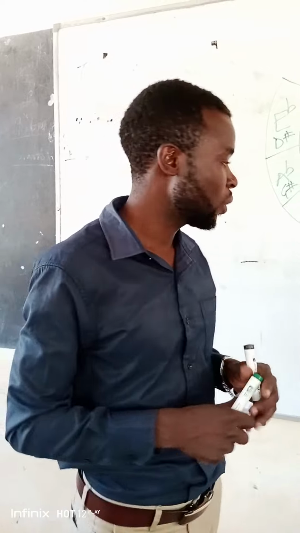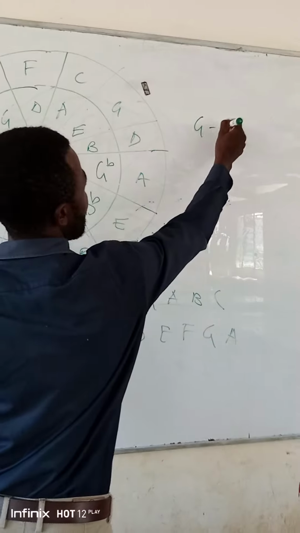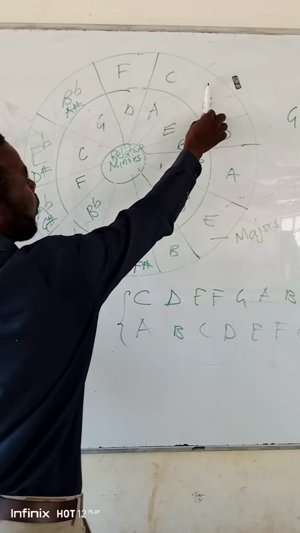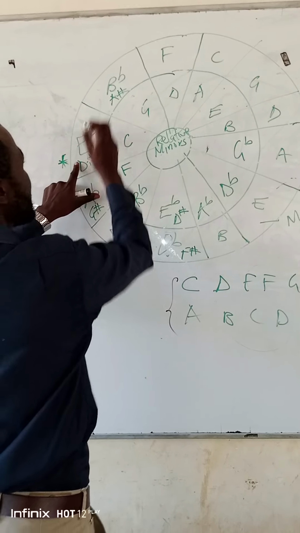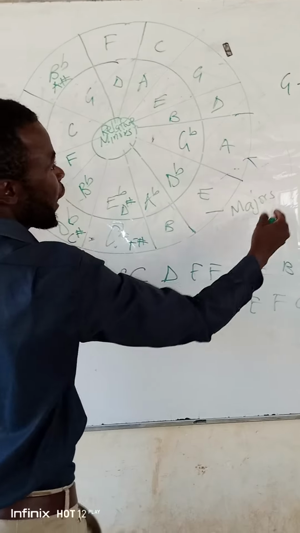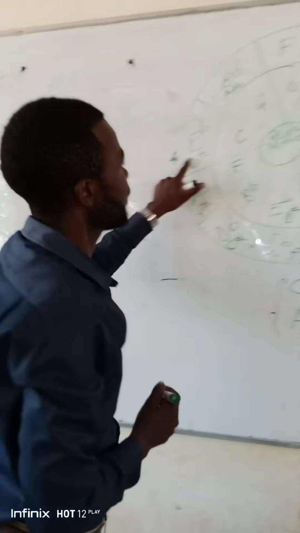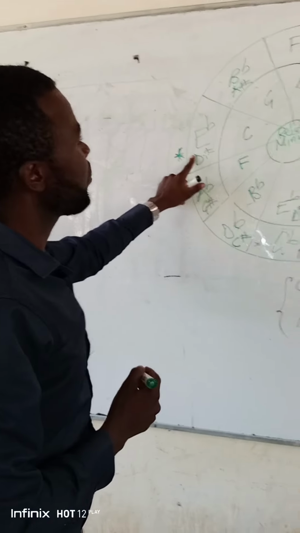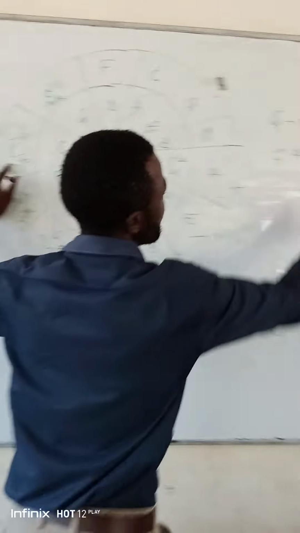That is the meaning of relative minor. Can you allow me to wind up with this one? Let us read the minor of G. G minor will be like this. We start from here, 7 degrees: 1, 2, 3, 4, 5, 6, 7. So we organize. It will be G. After G, you go to A. After A, you go to B flat. After B flat, you go to C. After C, you go to D.